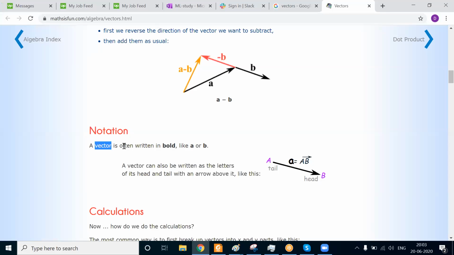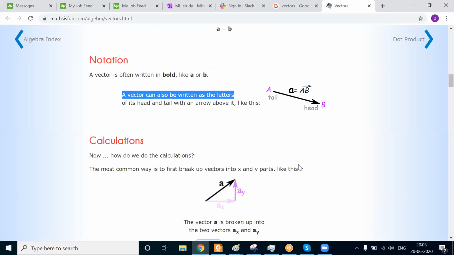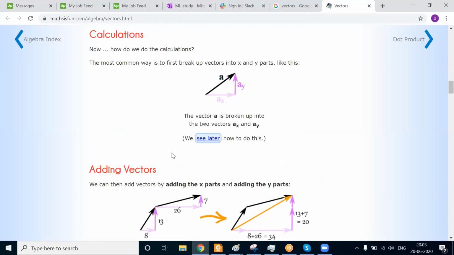A vector is often written in bold like A or B, and it can also be written with letters for head and tail, with the arrow above them like this. So this is how it is written. Are you clear with the concept? Yes. Okay, perfect. Now let's try to understand how to add vectors.